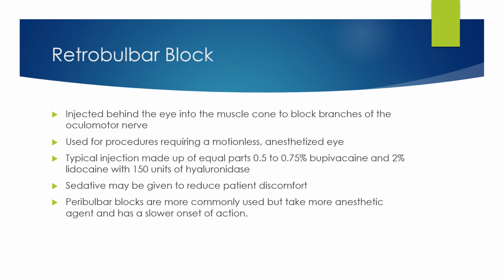And finally, we have the retrobulbar blocks. If you remember, we talked about these a bit in the eye chapter. These are injected behind the eye into the muscle cone to block the branches of the oculomotor nerve. These are used for procedures requiring a motionless, anesthetized eye. Typical injections are made up of equal parts of 0.5 to 0.75% bupivacaine and 2% lidocaine with 150 units of hyaluronidase. A sedative may be given to reduce the patient's discomfort while doing this. I know I would prefer one.